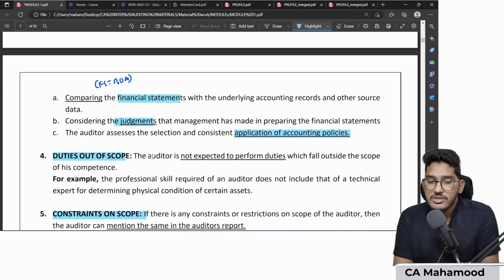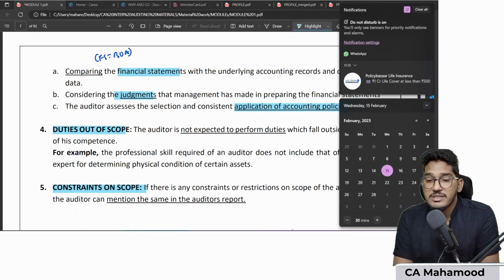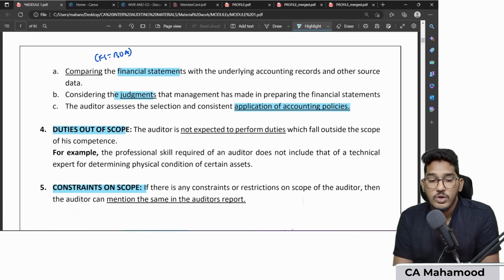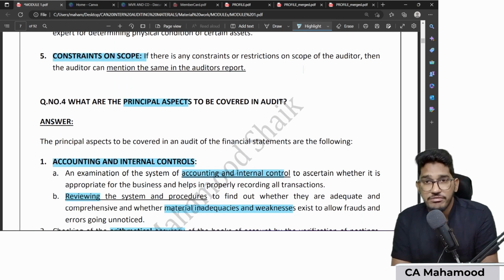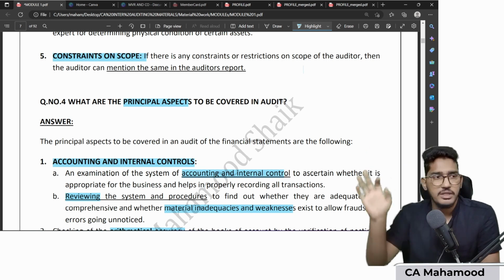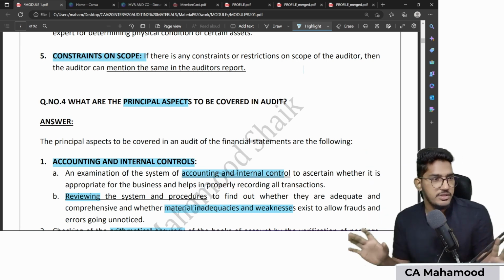In that case, the standard has told one simple thing: if there is any restriction on the scope, the auditor can mention the same in the auditor's report. What can the auditor do? You can mention the same in the auditor's report. Whatever restrictions you have faced while doing the audit, without any hesitation, mention everything in the audit report. The management restricted me on these matters.